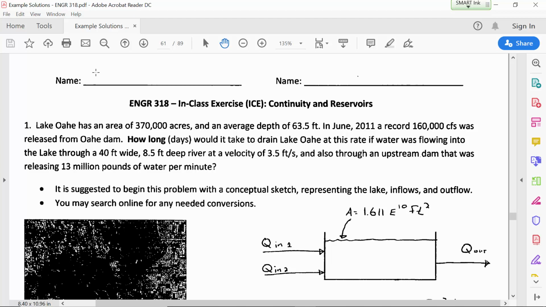So here's the conceptual sketch that I came up with, and what you're going to need to know is the area, and then Q in for locations 1 and 2, and Q out, all in terms of cubic feet per second. Each of the streams is described a little bit differently, and what you need to do is calculate the cubic feet per second of each, and then look at accumulation as in minus out, and that'll be the key to finding out at what rate the liquid level is decreasing.